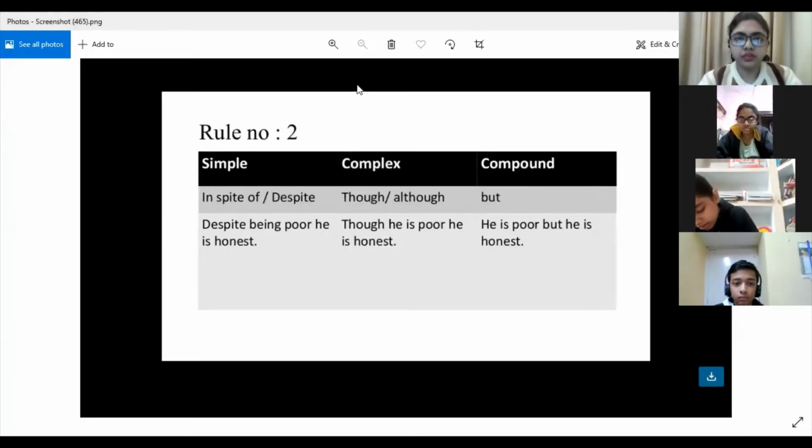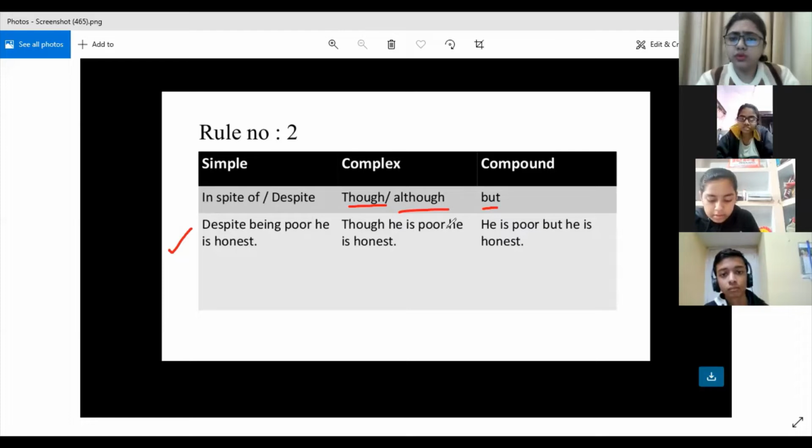Moving on to rule number 2. If there is in spite of or despite in a simple sentence, then how are we going to change it into a complex sentence? We will be using though or although. And how are we going to change it into compound? By using but. Let us have a look at the example. Despite being poor, he is honest. Though he is poor, he is honest. He is poor, but he is honest. So we have transformed a simple sentence into a complex sentence, and also into a compound sentence.